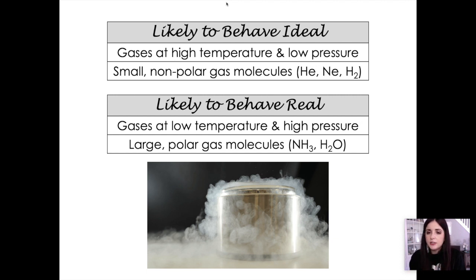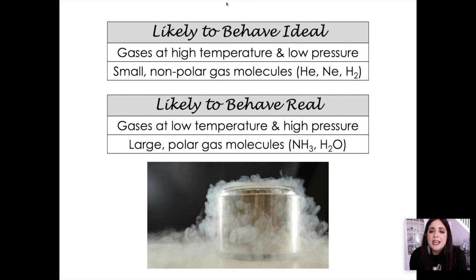If I look at these 2 examples, ammonia and water, both of those have the ability to hydrogen bond to one another, which is a very strong intermolecular force. Even though those particles themselves are pretty small, because they're very, very polar, they could attract or repel, especially if they are at a very high pressure. So they're more likely to behave more real. They will deviate from ideality, is what we say.